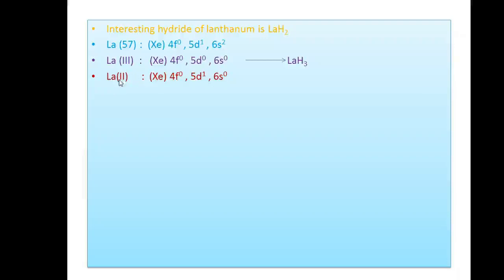In lanthanum, the oxidation state is +2. The electronic configuration is [Xe] 4f0 5d1 6s0. So in LaH2, the one unpaired electron in the d orbital is singly occupied.